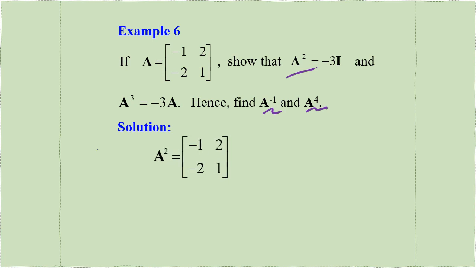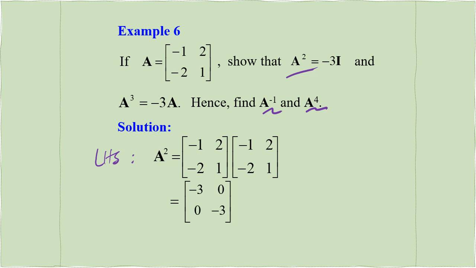We start from the left hand side. A squared equal to negative 1, 2, negative 2, 1, multiply with negative 1, 2, negative 2, 1. So this is multiplication between the matrix A. So we get the answer here is negative 3, 0, 0, negative 3, which we can factorize out the negative 3, we get negative 3I. So we have shown that A squared equal to negative 3I.